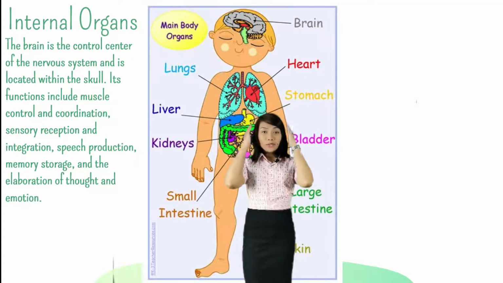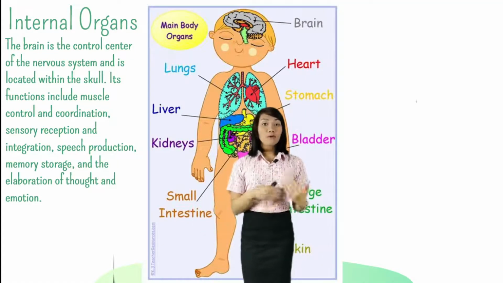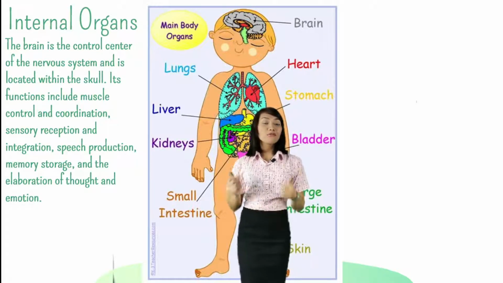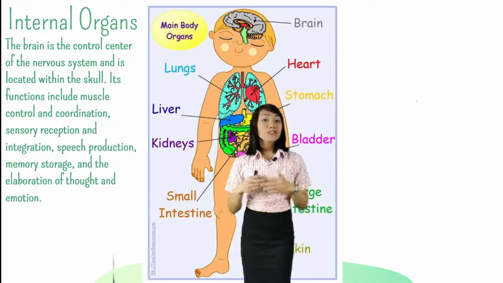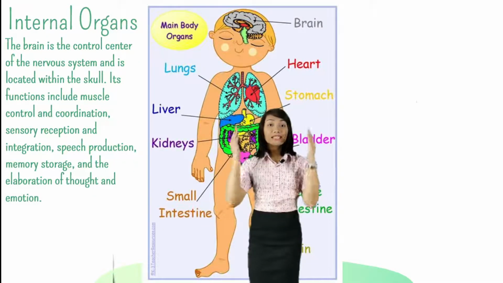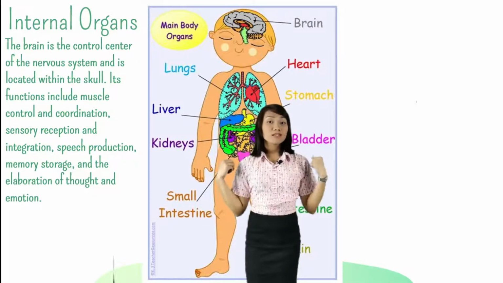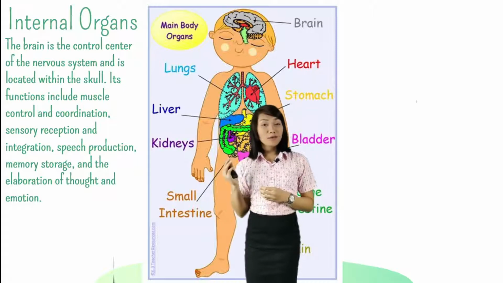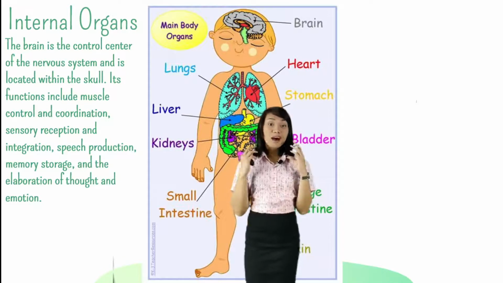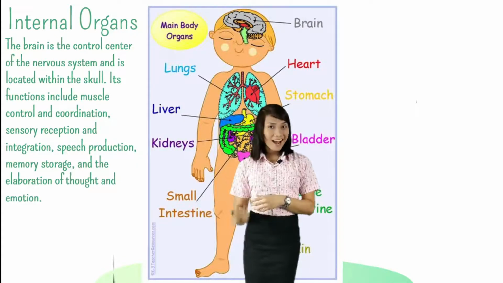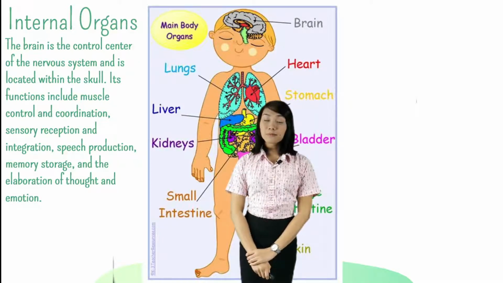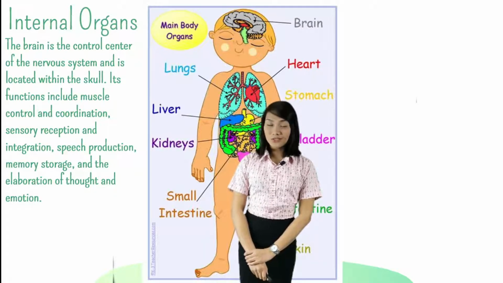So we use the brain for our speech, for decisions, and even for the movement of our body. For the movement of the body, the brain sends a signal so that your muscles will move. With speech production, your brain sends a signal to your mouth and to your vocal cords to produce sounds. So the brain is a very vital and important part of your internal organs.